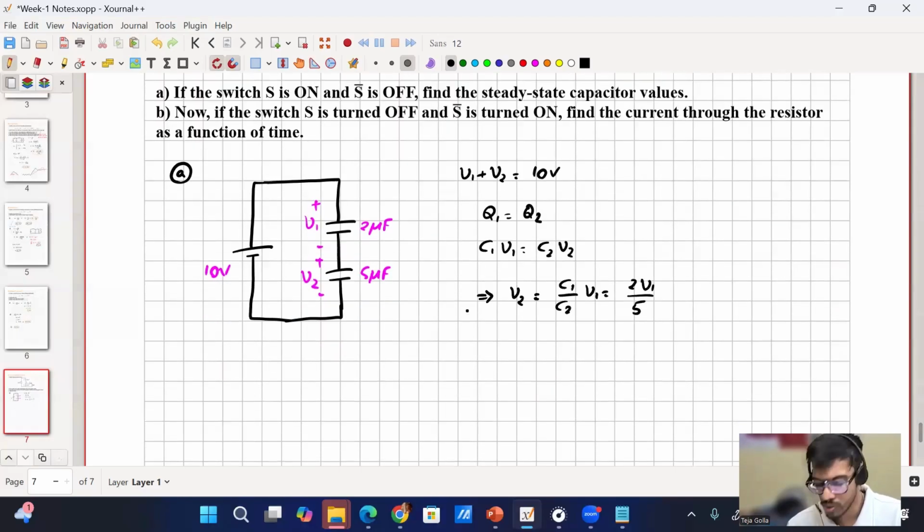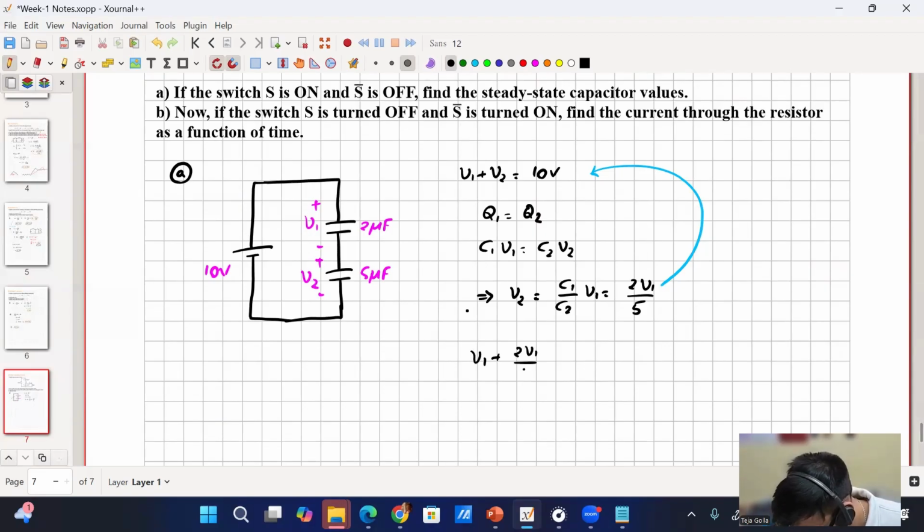Now if we substitute this back in the first equation, we can solve for V1 and V2. So V1 plus 2V1 by 5 is equal to 10 volt. If I skip the math, V1 is 50 by 7 volt and V2 is 20 by 7 volt.